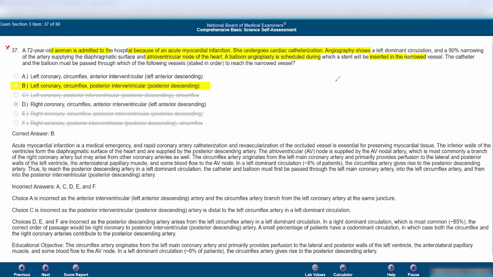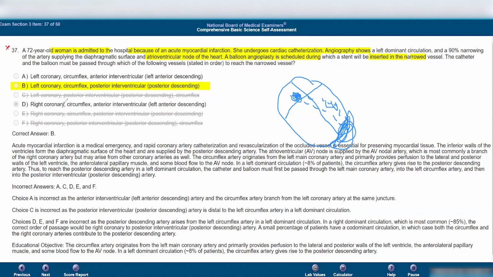This is what I'm thinking. If I'm drawing the heart, and you want to split it like this, your AV node is somewhere here, the SA and AV node. And then it says the diaphragmatic surface of the heart. If your left ventricle is here, somewhere over here, so that's inferior. Now they're trying to say this artery you're trying to get deals with this whole circulation in this area.